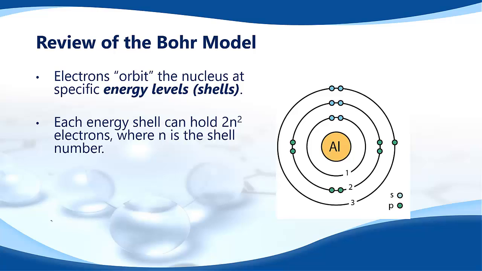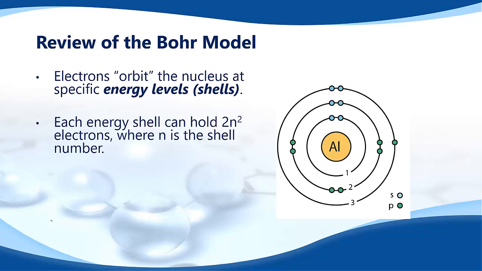The number of electrons a shell can hold is equal to 2n squared. So the first shell, if n equals 1, can hold 2 electrons because 1 squared is 1 times 2 is 2. The second shell can hold 8 electrons. N equals 2, so 2 squared is 4 times 2 is 8.